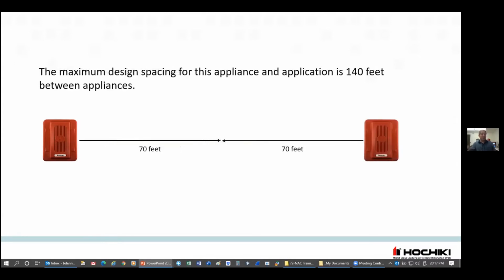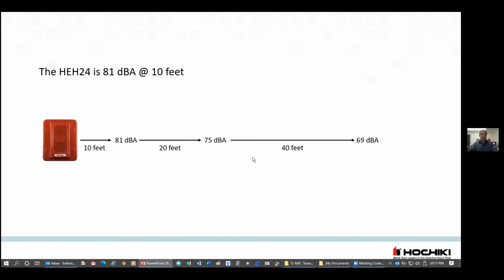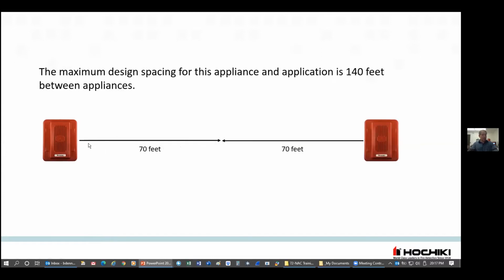So what about our spacing? Our spacing is going to be 140 feet between appliances, because, let me go back to the previous slide, 40 feet plus 20 plus 10 is 70 feet. So I've got 70 feet in one direction, and then 70 feet in another direction, 140-foot spacing between appliances. That's how we can get an idea of how many notification appliances, audible appliances, we're going to need for our application.